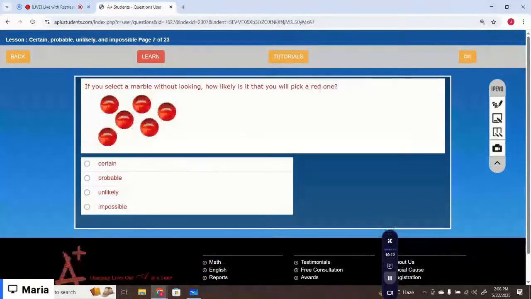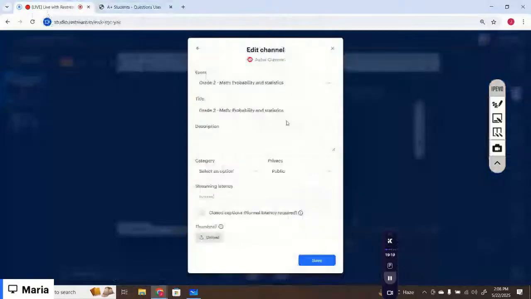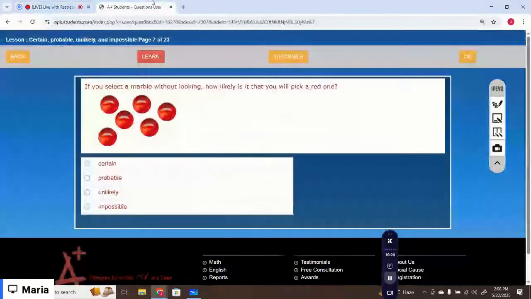If you select a marble without looking, how likely is it that you will pick a red one? Well, all of them are red, right? So it is certain, because whenever you pick a marble, it is always red. So the correct option is certain.